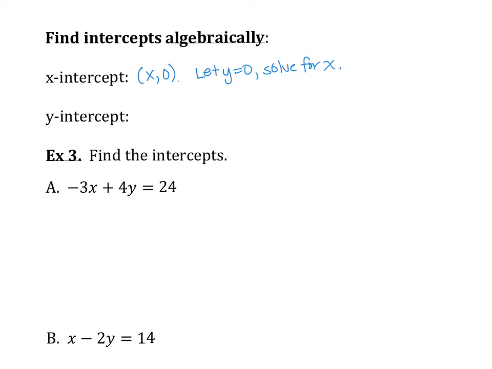Okay, for the y-intercept, it's always of the format 0, comma y, because that way it ends up on the y-axis. So if I want to solve for the y-intercept, I'm going to let the x value equal 0 so I can solve for y.